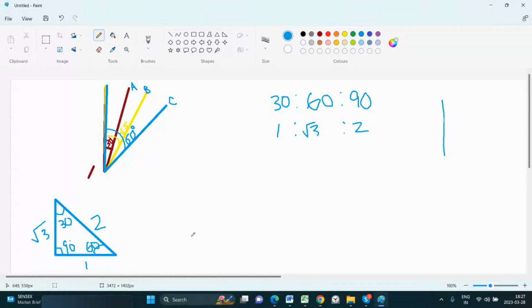இப்போ sin 30னா என்ன பண்ணுவீங்க? What is sin 30? Opposite side by hypotenuse. Sin 30 is equal to 1 by 2. Sin 60 என்ன? 60க்கு ஆப்போசிட் சைடு என்ன? √3 by 2. இப்படிதான் போடணும்.